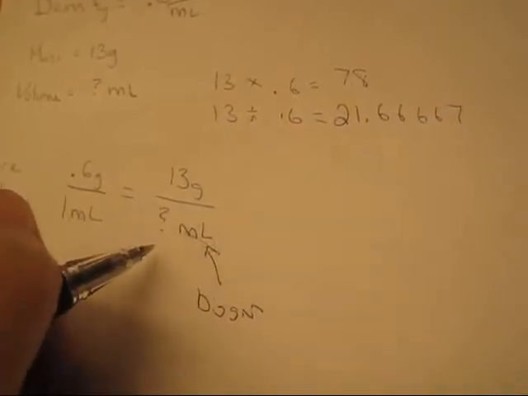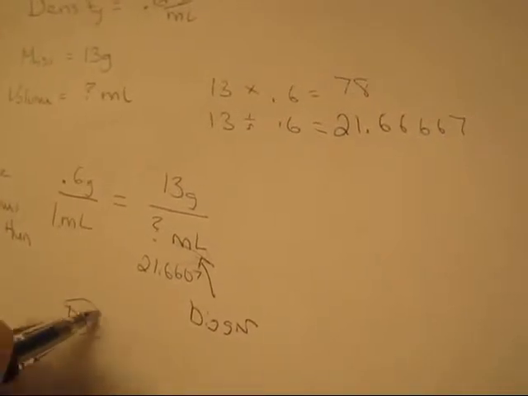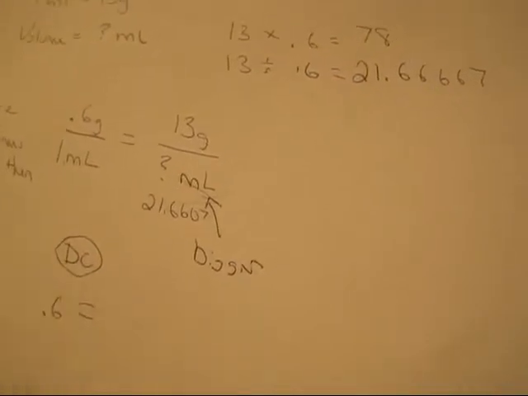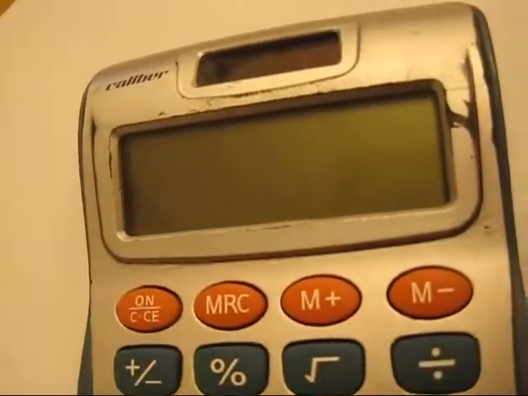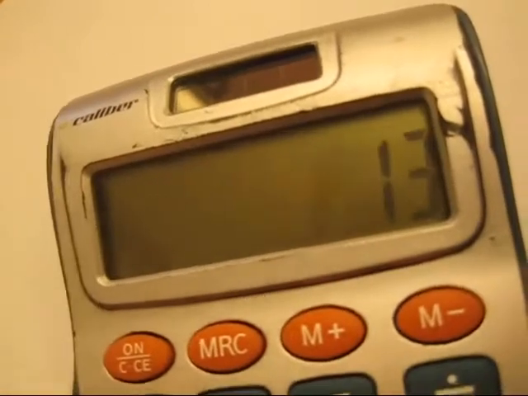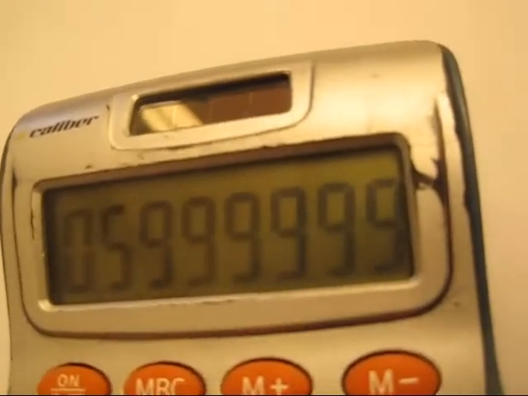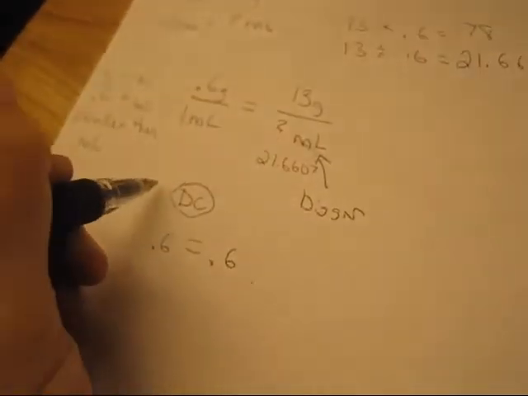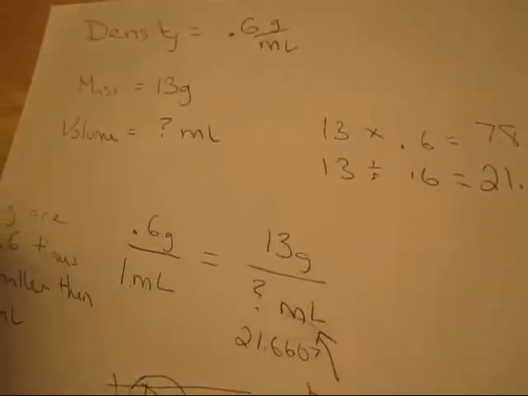And actually, another way to double check, if you will, is to actually do the division on both sides. 0.6 divided by 1 is 0.6. In my calculator, if I do 13 divided by 21.66667, I get, well, if we rounded that, pretty close to 0.6. That's my double check. 0.6 equals 0.6. This relationship is the same as this. I'm all set. And the last thing we need to consider is rounding, and this is a little difficult.